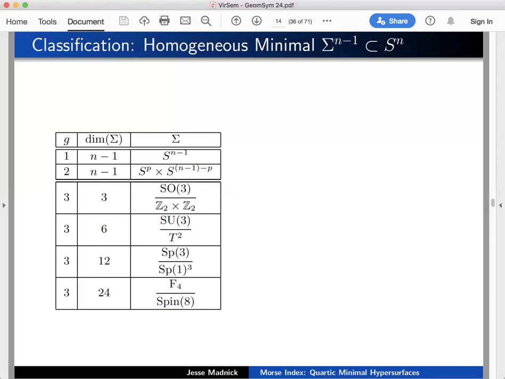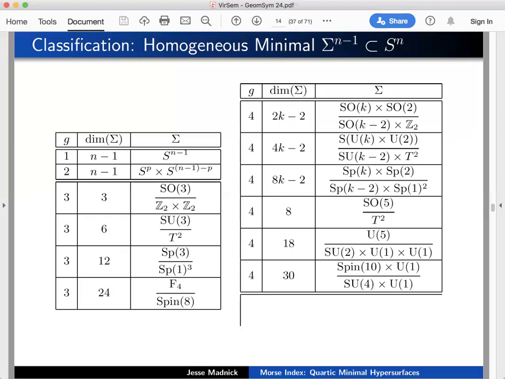So for G equals 3, the situation, as you can see, is quite sparse. There's only 4 of them. So for G equals 4, you might wonder whether there's a lot or whether there are very few, in the homogeneous case at least. And it turns out there's quite a few for the G equals 4 case. There are 3 infinite families and 3 sporadic exceptions in dimensions 8, 18, and 30. So the G equals 4 case is somehow the richest and most complicated.